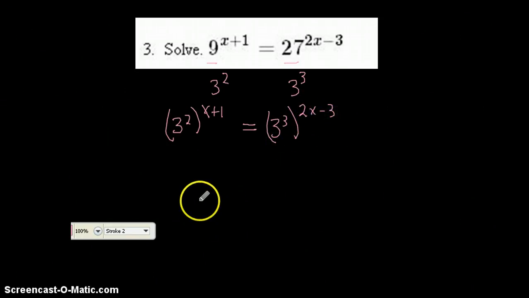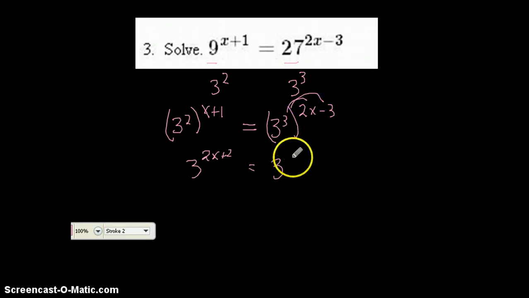Now, this is something we're pretty familiar with. We could use the power rule. So 3 to the 2x plus 2 is equal to 3 to, remember, you multiply that 3 by that and that, which is 6x minus 9. Now remember the properties we talked about. If that base and that base match, then we can just set the powers equal to each other. So 2x plus 2 is equal to 6x minus 9.